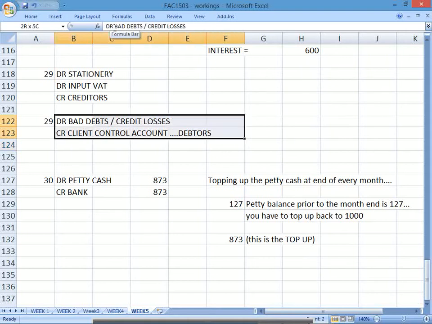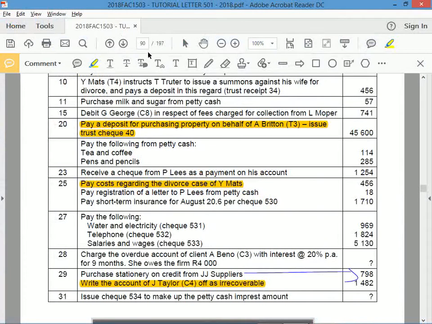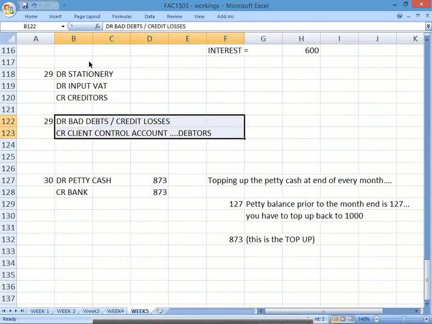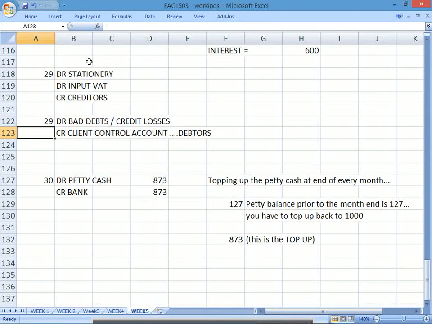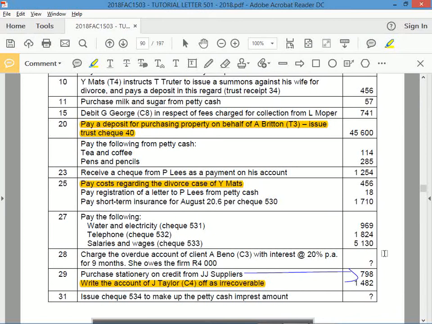Okay, there won't be any VAT there. Well, actually, there is VAT there, but I don't think they account for the VAT at this stage. Okay, SARS will allow you to claim VAT on your bad debts, or your discount allowed. Okay, so journal-wise, that would have gone to the general journal. So let's carry on.